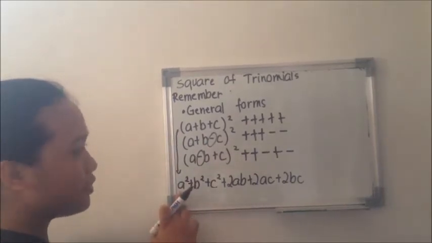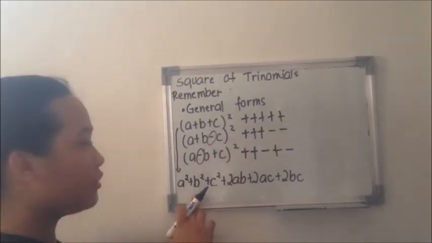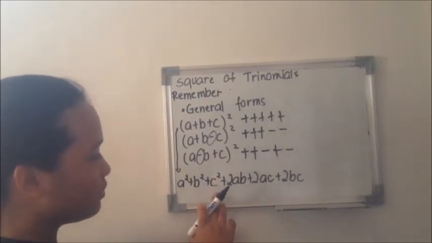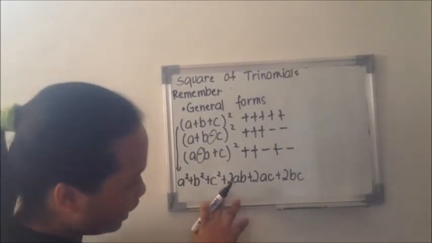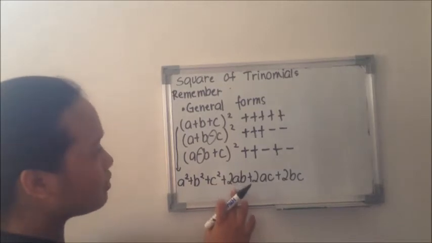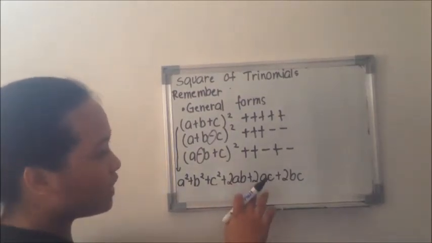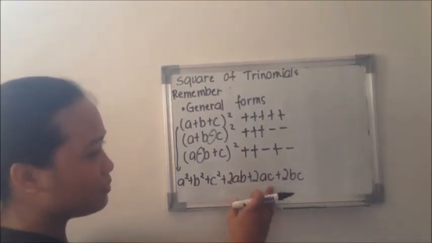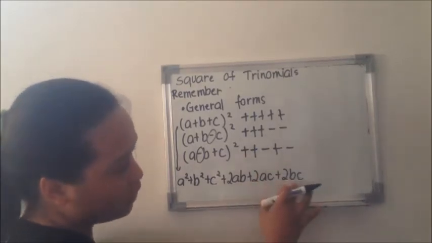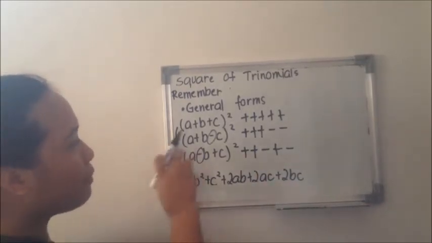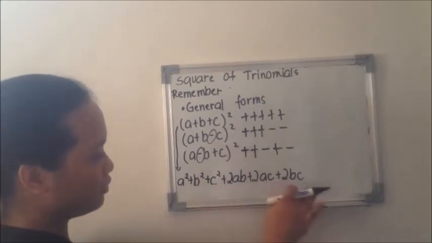square of the first term, square of the second term, square of the last term, then twice the first term and the second term, twice the first term and the last term, and twice the second term and the last term. Pag magbabago yung sign, magbabago rin yung dito.